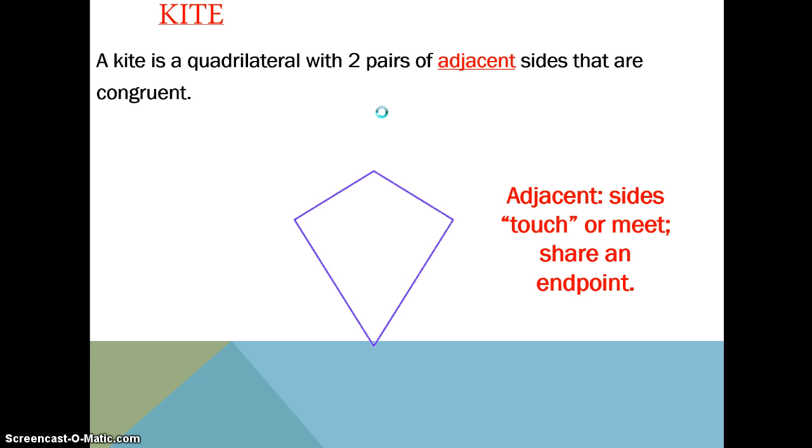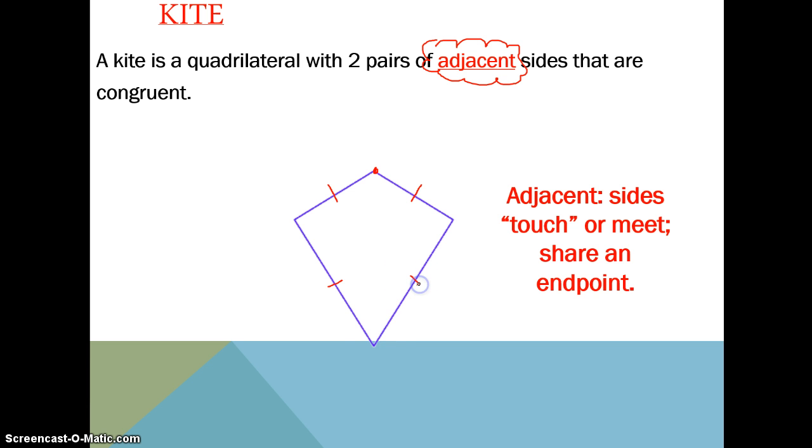And then, finally, we're going to talk about our last quadrilateral, the kite. Looks a lot like our traditional kite that you might fly in the spring or the fall. But a kite is a quadrilateral with two pairs of, this is an important buzzword, adjacent sides that are congruent. Adjacent means side by side. So this side is side by side. It's connected at a point with the other, and they are also congruent.